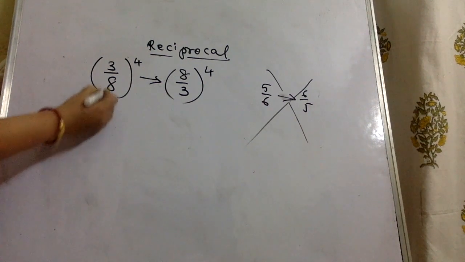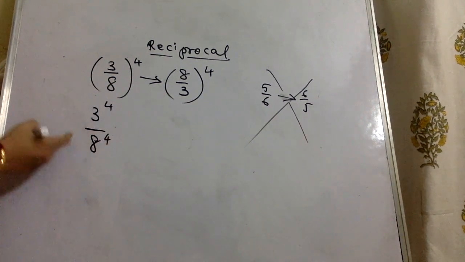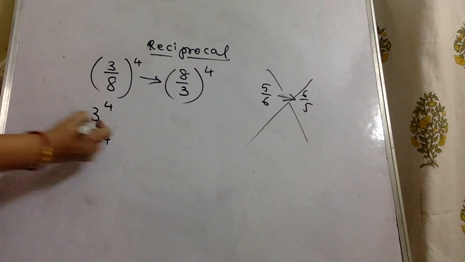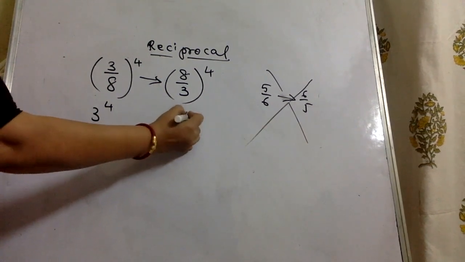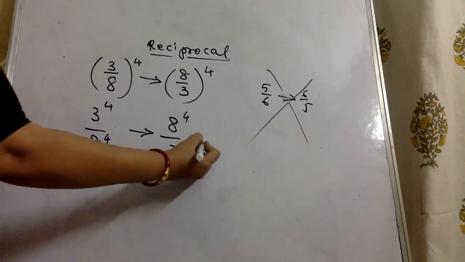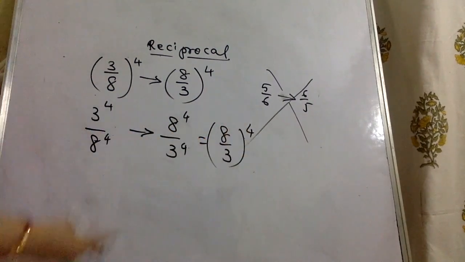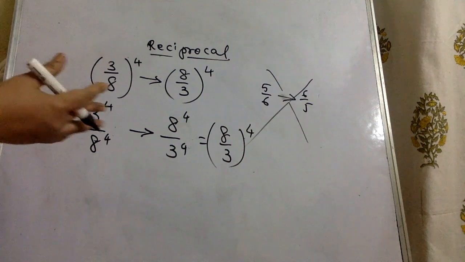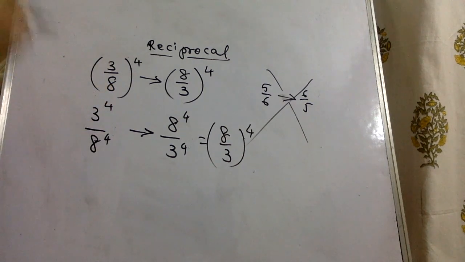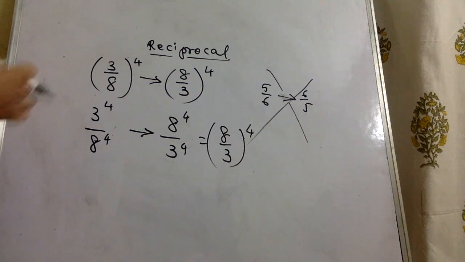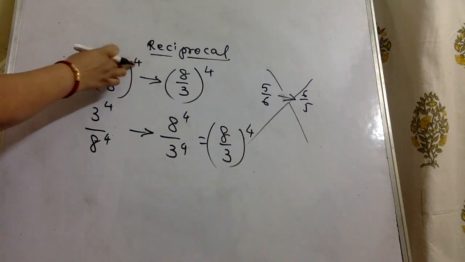3 to the power 4, 8 to the power 4. If I want to write the reciprocal of this, then it is 8 to the power 4, 3 to the power 4, and that is equal to 8 by 3 to the power 4. So 8 by 3 to the power 4, that is the reciprocal. So if they are asking for the reciprocal, do not change the sign.